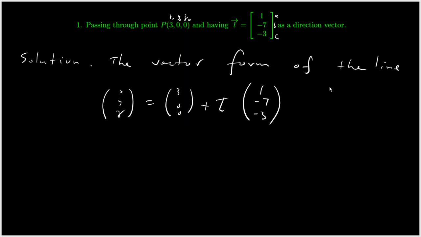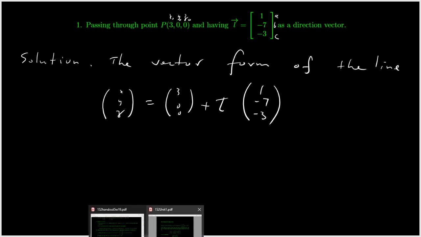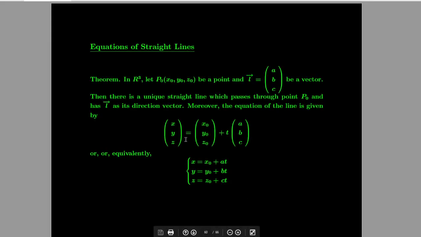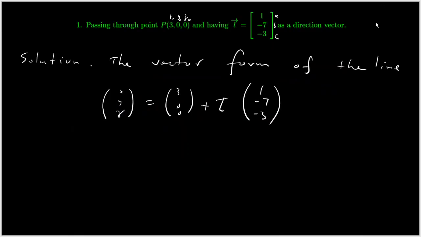If you look at the formula on the PDF, I just replace all the numbers x0, y0, z0, a, b, and c with some given numbers. Try to memorize the vector form, and then it's easy to convert the vector form to parametric form.